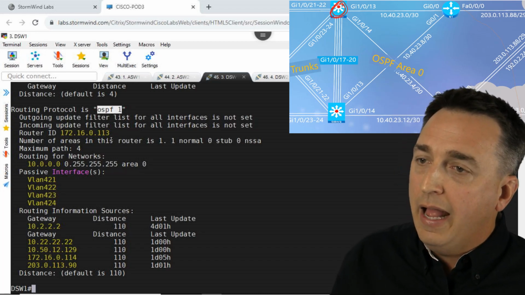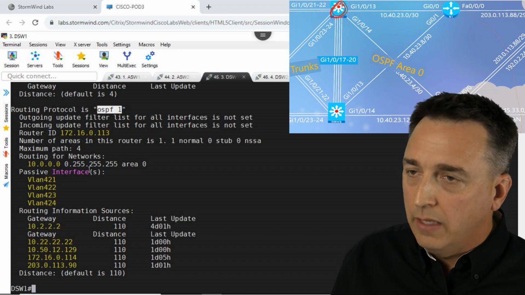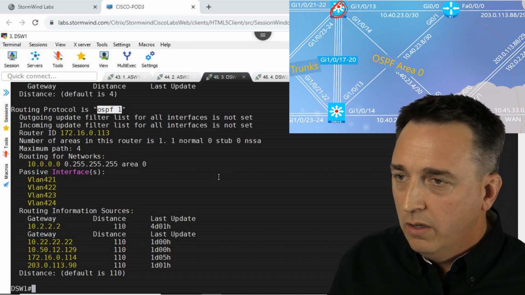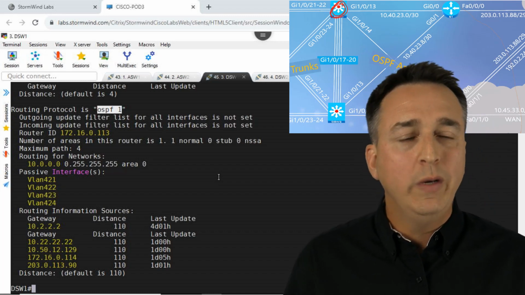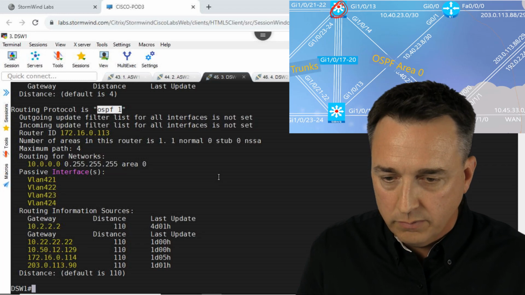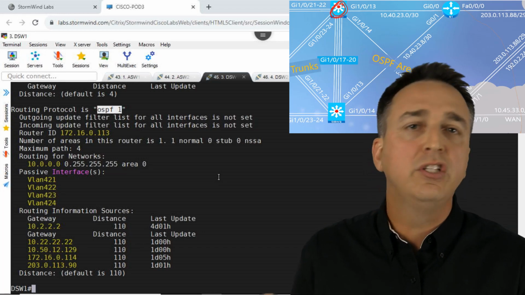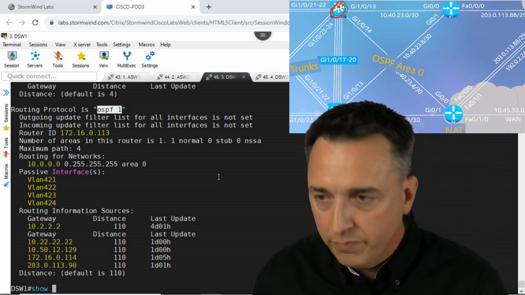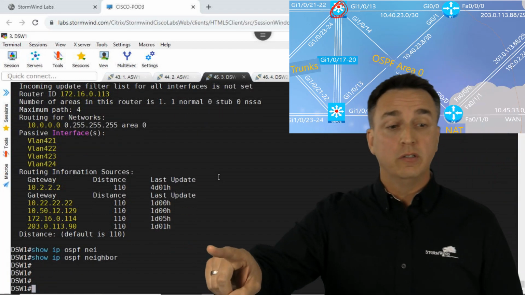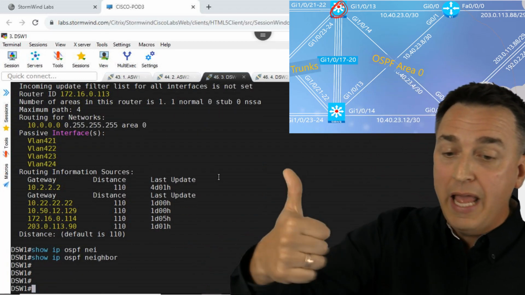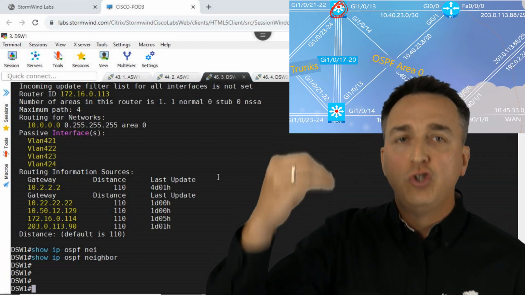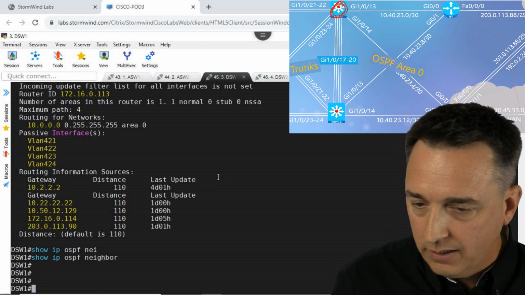Great. And what else does it say? Well, a bunch of other stuff. What do we need to verify first and foremost with OSPF, folks? Good. Somebody says, do you have neighbors? Good. Let's check that out. All right. Show IP OSPF neighbors. Okay. No neighbors. Good one.